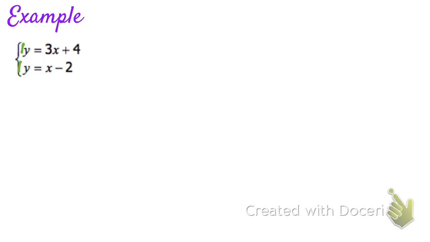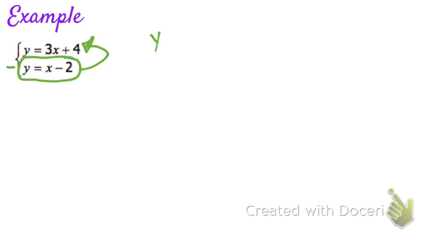So you want to think, what can I do to get rid of the y's? Can I add them together? 1y and 1y is 2y. So we're not going to add. But if we subtract, that will get rid of the y's. So let's subtract. So what this means is we are going to subtract this entire equation from the first equation.